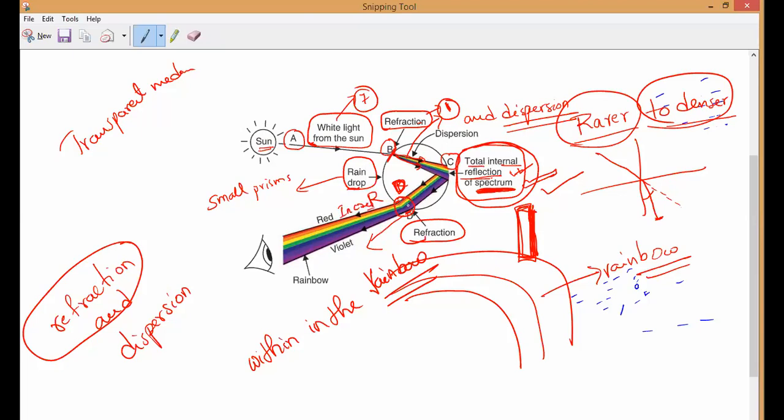Understand, guys? They will ask you an MCQ: at which point does the speed of light, the speed of the spectrum, increase? B, C, D. Which point? D, because it goes from denser medium to rarer medium, and the speed of light increases. So, here also refraction will take place.